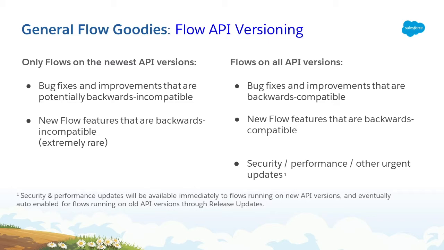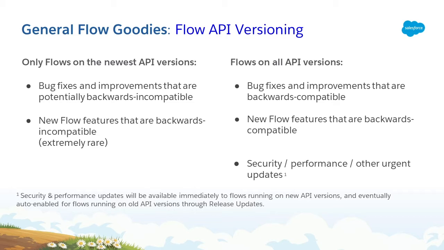I'd also like to acknowledge urgent security and performance updates like the first of the two examples I went through earlier. Security and performance updates will be available immediately to flows running on the newest API versions, and also continue to be eventually auto-enabled for flows running on old API versions through release updates. This will afford you some valuable flexibility in how you will prepare for and regression test the changes.